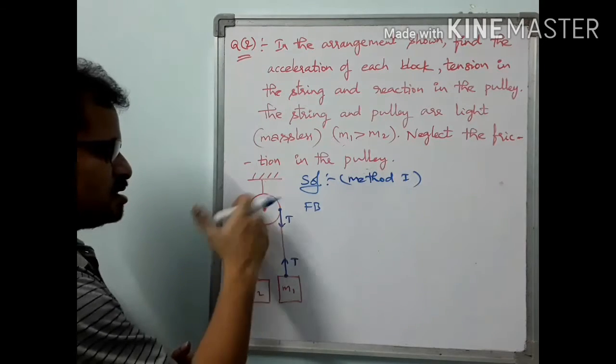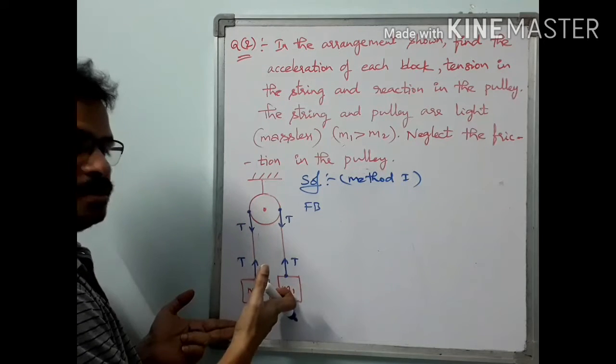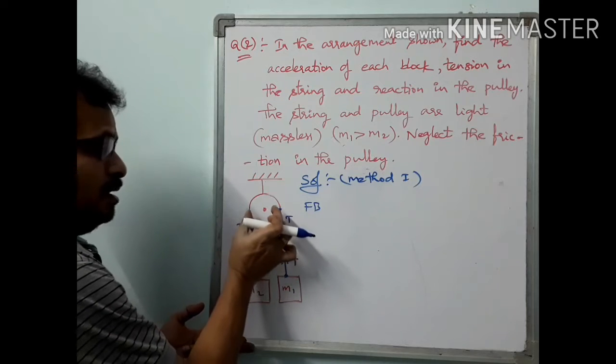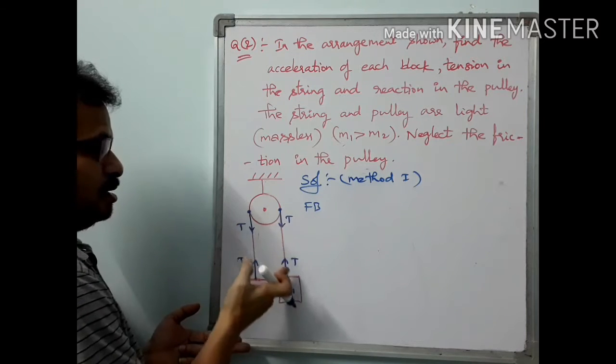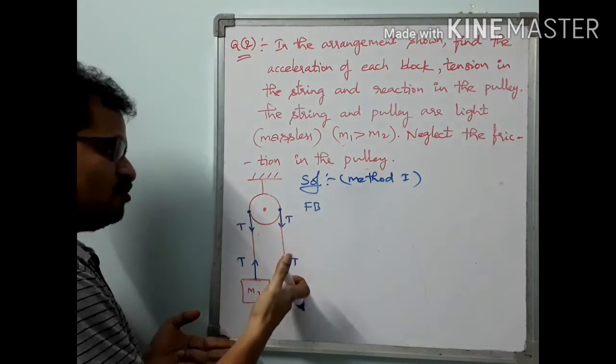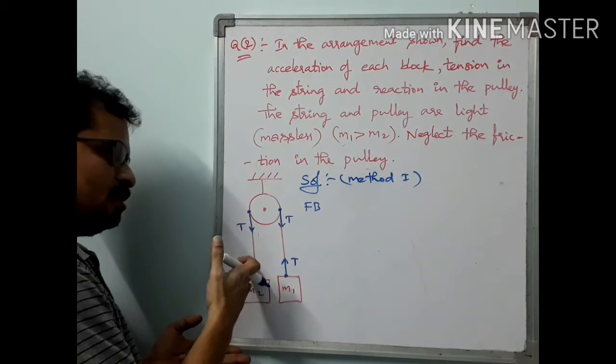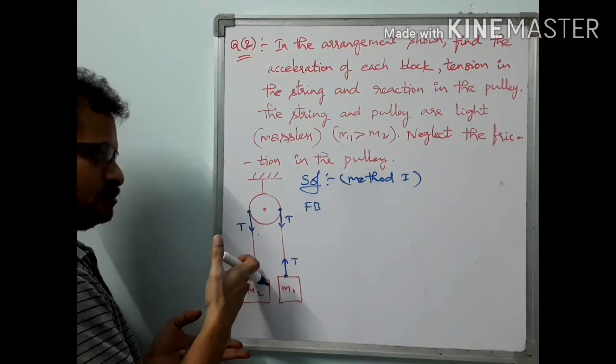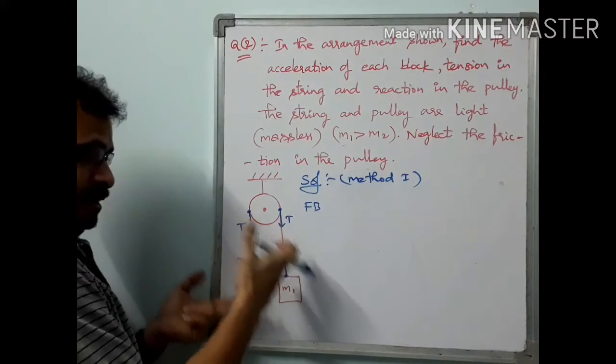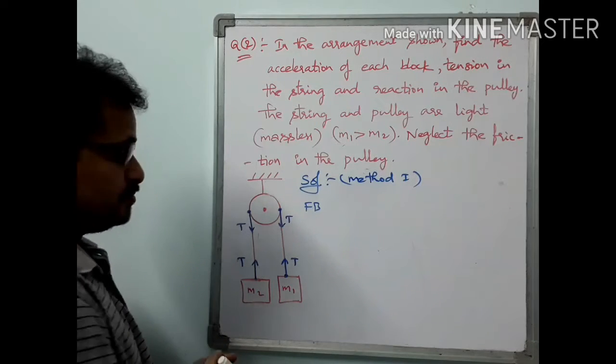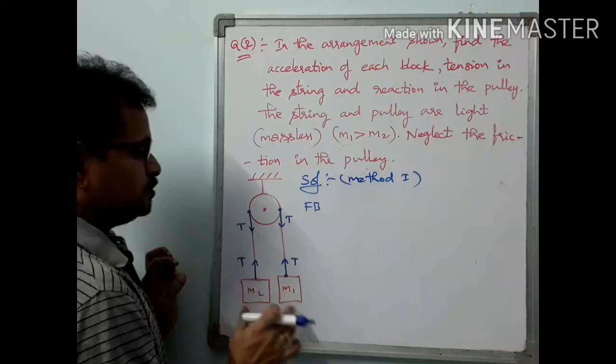Since this is a massless rope, the tension is the same everywhere. Since this is a massless and frictionless pulley, the tension on this side of the rope is the same as the tension on this side of the rope. On either side of the pulley, the tension will be the same in the rope parts. Okay, got it now?